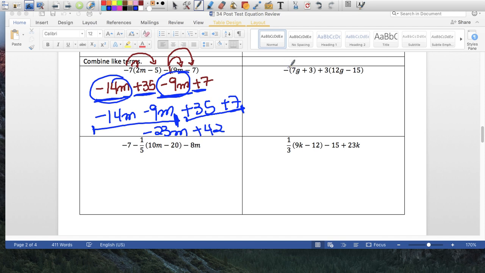Again, same thing, put a 1 outside. So it's negative 1 and 7g, so it's negative 7g. Negative 1 times positive 3 is negative 3. Now we have a number outside the parentheses. Positive 3 times 12g is plus 36g. And then positive 3 times negative 15 is negative 45.